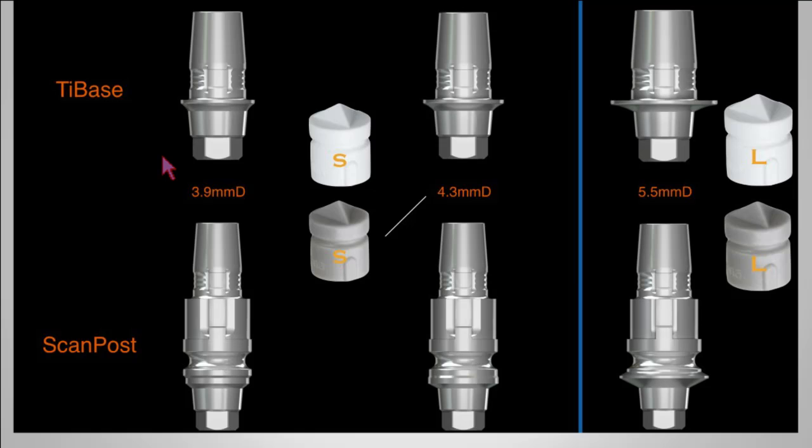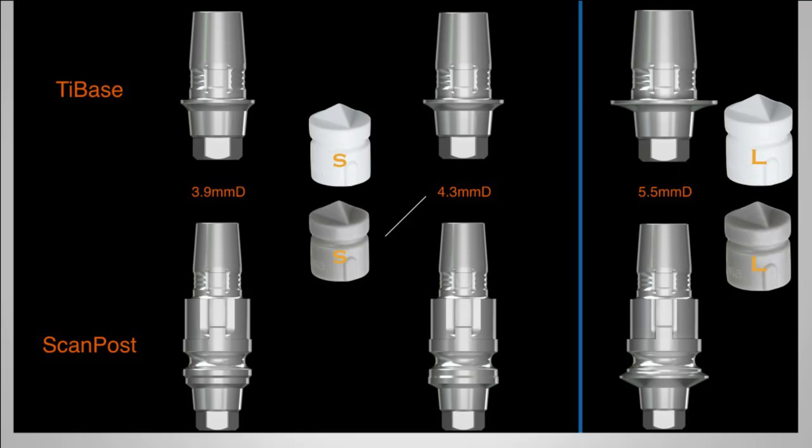So those scan posts and tie bases for any ridge are divided, as you see here, by this blue line. The two that you see on the left are meant for the 3.9 and the 4.3 tie bases. They do require a small scan body. And the large tie base that you see here on the right requires a large scan body, because the chimney on the large tie base is designed for the large scan body.